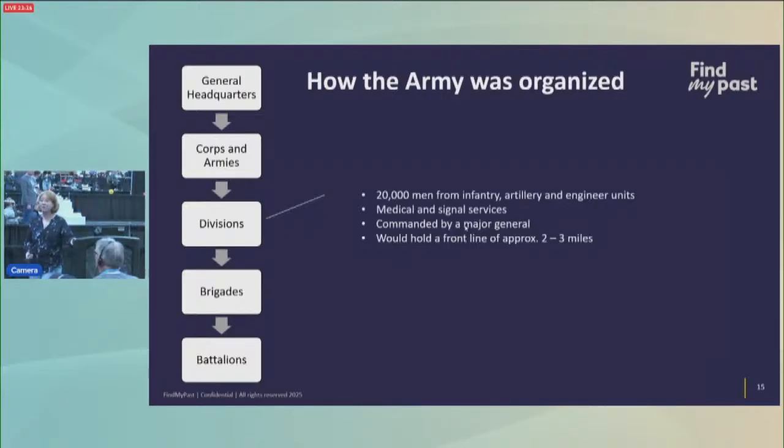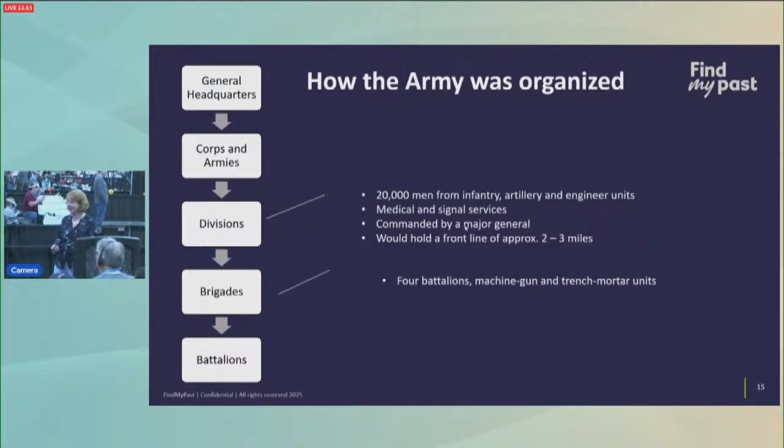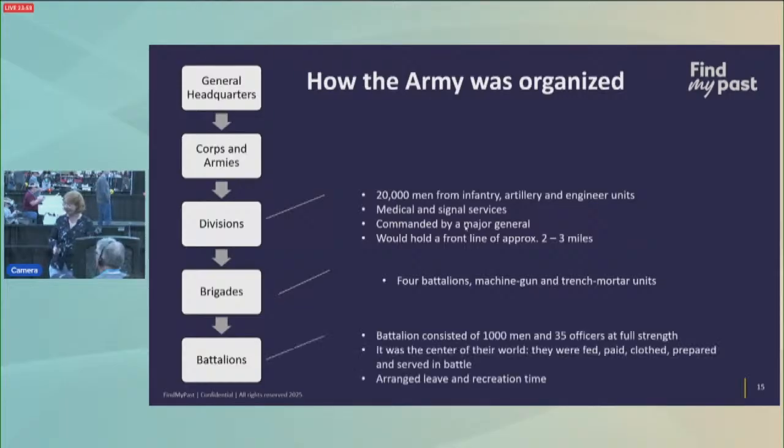The divisions is where the bulk of the men sit. 20,000 men form an infantry, artillery, or engineer unit. This also includes the medical and signal services. They're commanded by a major general, and they hold a front line of approximately 2 to 3 miles. Brigades include 4 battalions. Machine gun and trench mortar units are typically included in a brigade. And then the battalions consist of 1,000 men each and 35 officers at full strength.